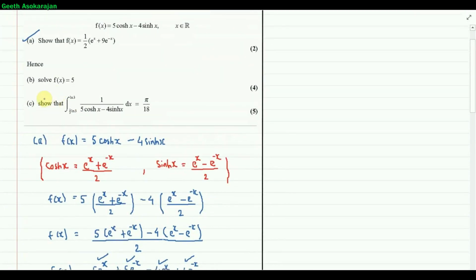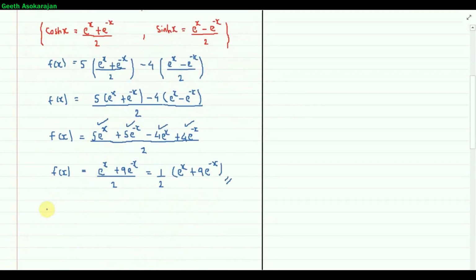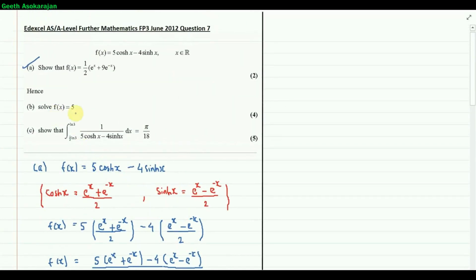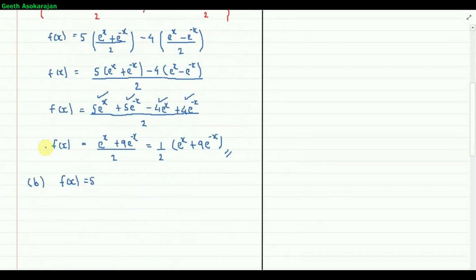Now for part B. Part B is to solve f of x is equal to 5. So let me continue over here. For part B, we need to solve f of x is equal to 5. Let me double check that I've copied down the correct thing. So f of x, let me use this solution in terms of exponentials. I'm going to copy that down. So I have half e to the x plus 9e to the minus x, and that is equal to 5.